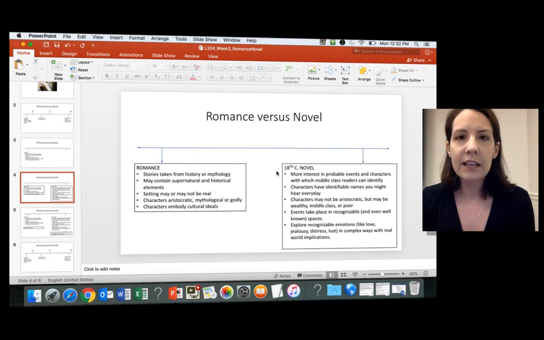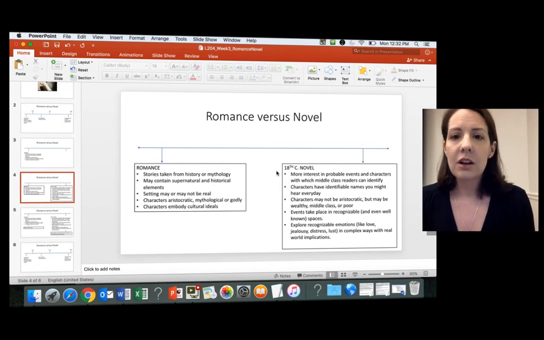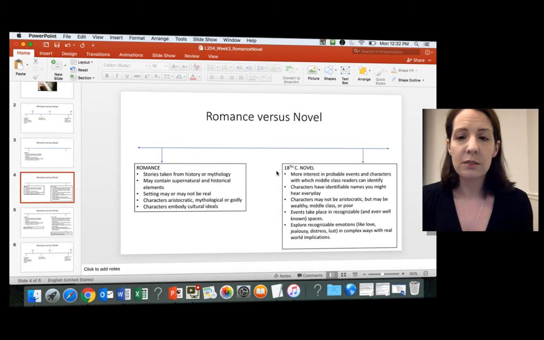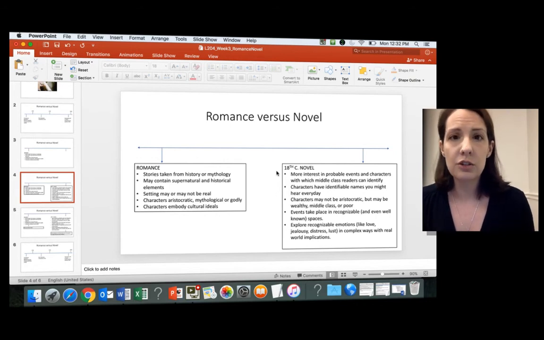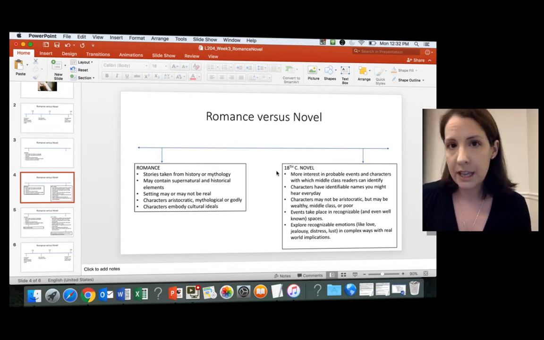And then finally, one of the bigger differences too is that while characters in 18th century novels experience emotions that we see displayed in characters in romance, emotions like love or jealousy or distress, 18th century novels are very clear to delineate those emotions in complex psychological terms, and also to look at real world implications.